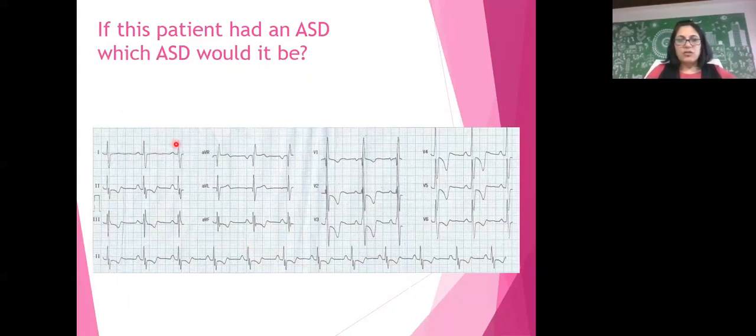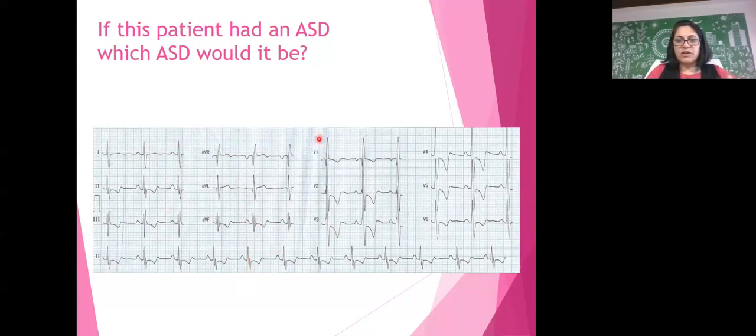So you've got deeper QRS in 1, right? So you've got a right axis. You've got your RS prime in V1, right? You have a normal P wave axis. So which is this classic for?